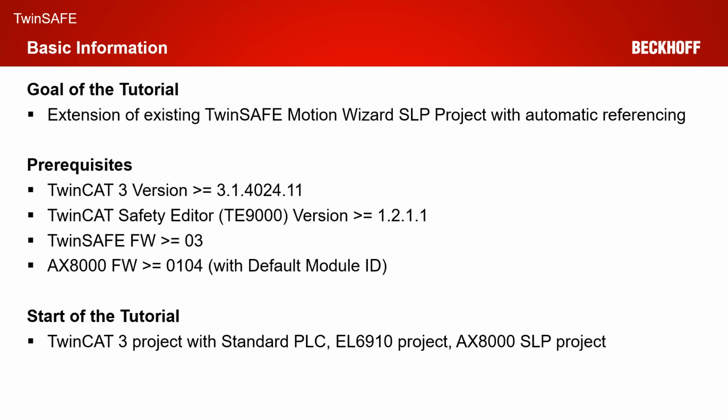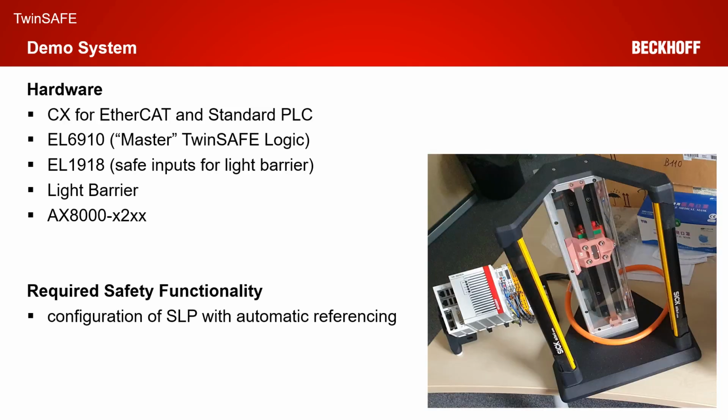The start of our tutorial, as already mentioned, is a complete TwinCAT 3 solution with a standard PLC, an EL6910 project, and an AX8000 SLP project. Our demo system consists of a CX for the EtherCAT communication and the standard PLC. We have an EL6910 as master TwinSAFE logic. We have an EL1918 with a connected light barrier, and last but not least, we have an AX8000 in the X2XX in the Safe Motion version. The required safety functionality for today is the configuration and use of SLP with automatic referencing.